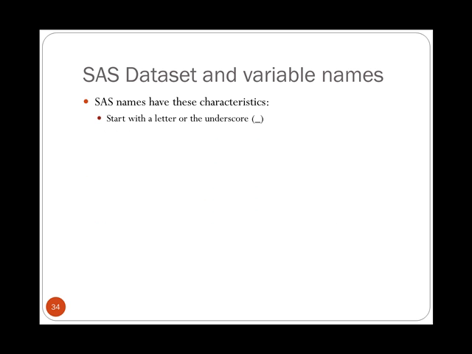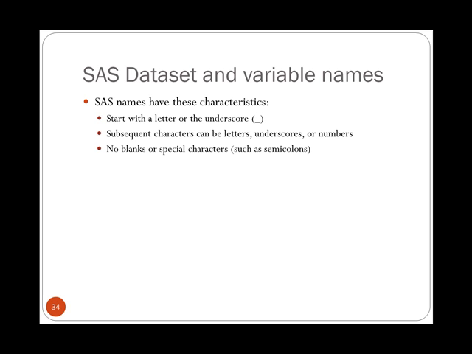SAS names have these characteristics. It starts with a letter or underscore. Subsequent characters can be letters, underscores, or numbers. No blanks or special characters are allowed. No more than 32 characters in length. It can be a combination of uppercase, lowercase, or mixed case.